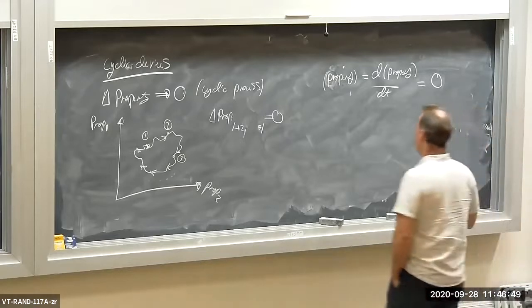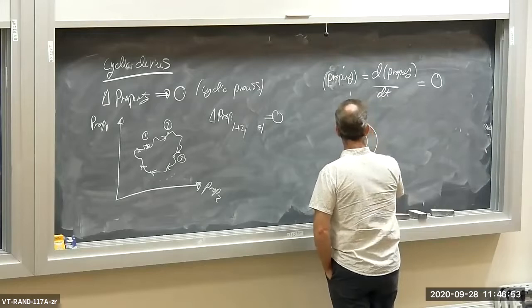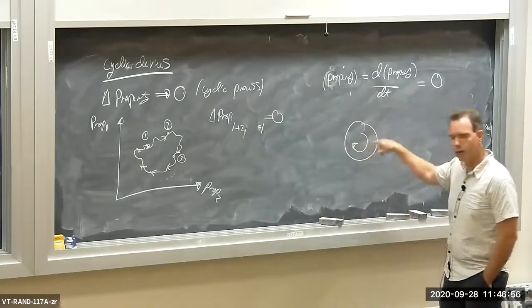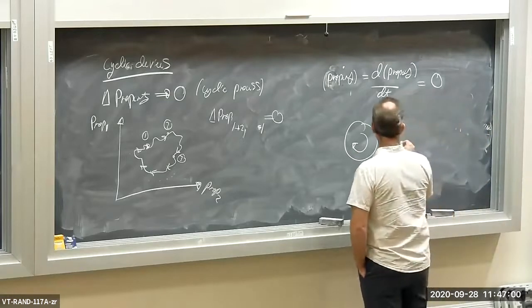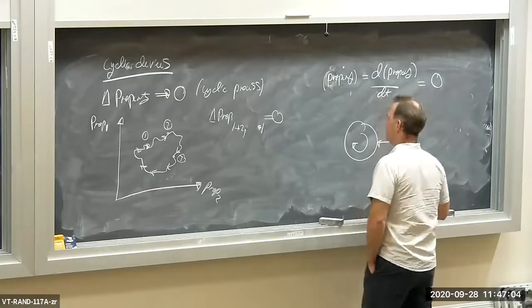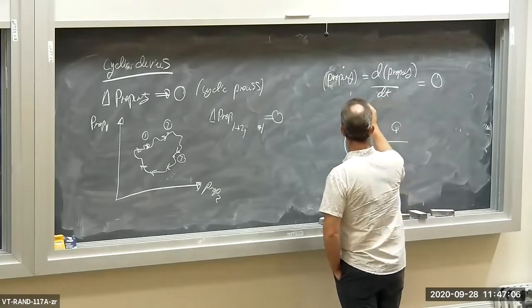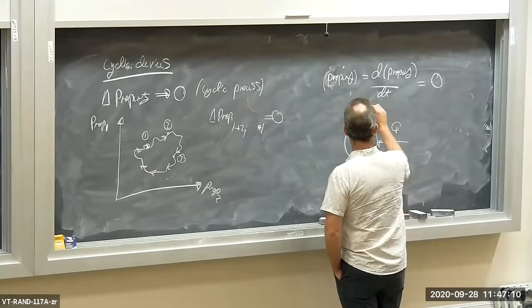An example here might be a device. See the circular arrow there? A device working in a cycle. This device receives a certain amount of heat and produces a certain amount of work.